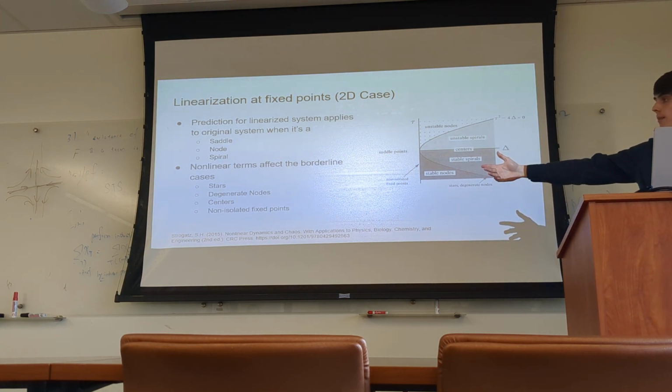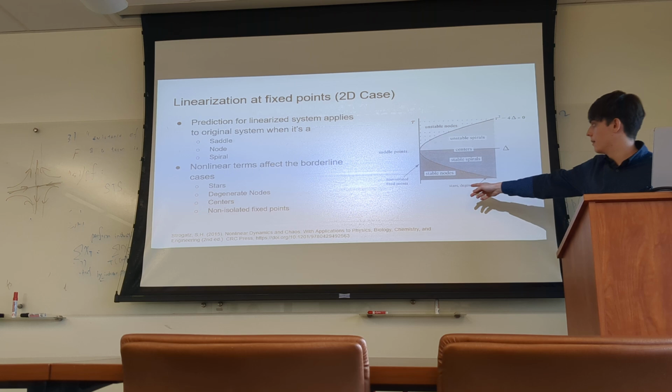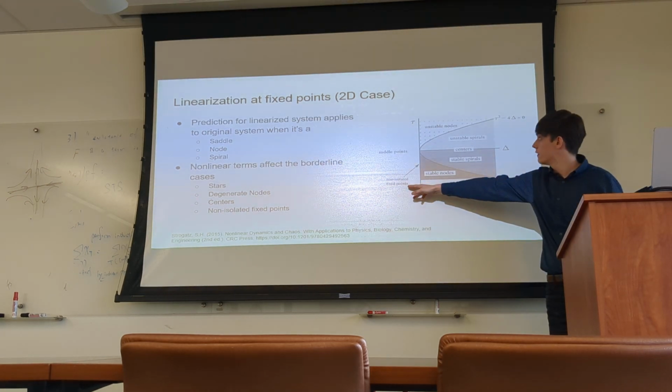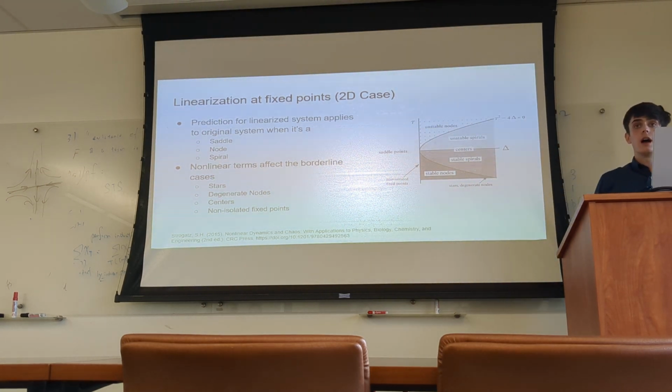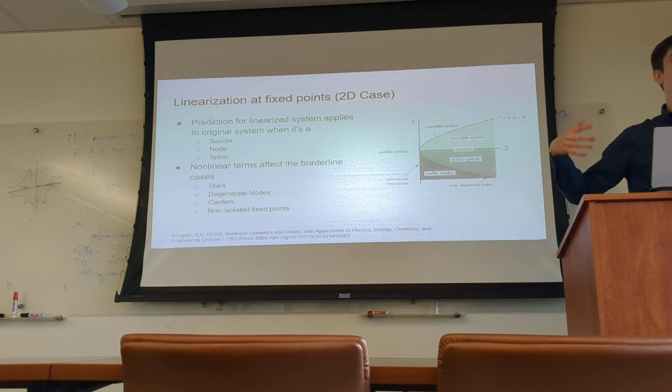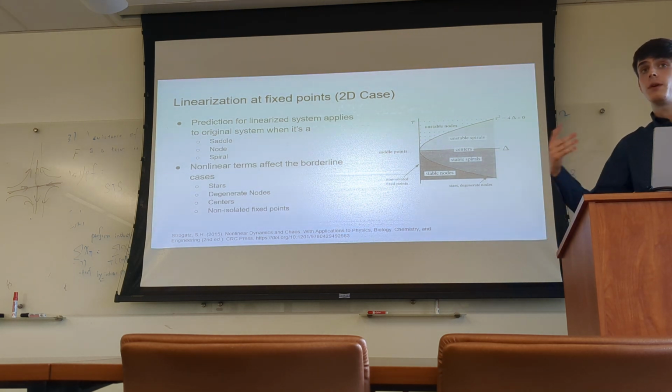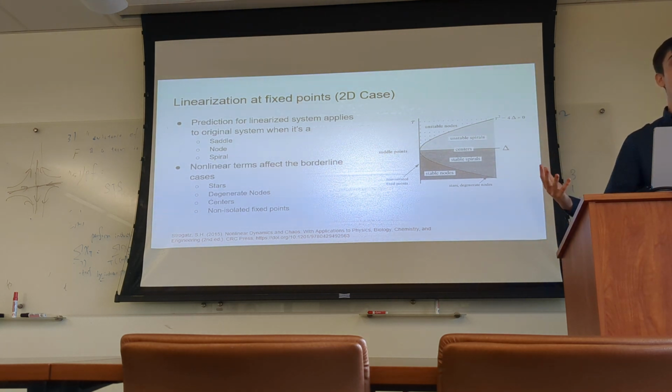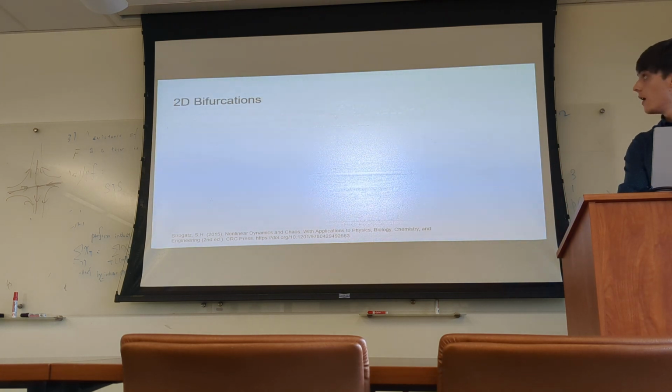However, there are edge cases such as stars, degenerate nodes, non-isolated fixed points, and centers, where higher order terms can mess that up, and so you have to be more careful around those. But for the most part, it seems that we can just linearize the system, find the Jacobian, compute the eigenvalues, and then we have a good idea of what is occurring with the differential equation.